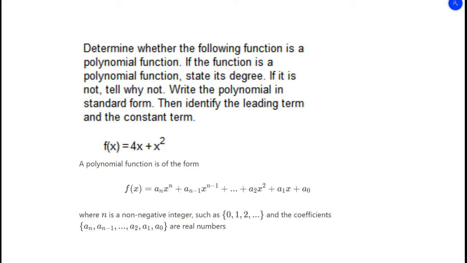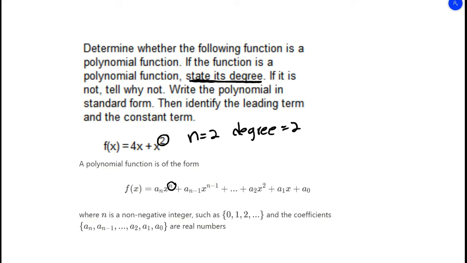Now we want to state the degree. The degree of that polynomial function is this highest power on the variable. So for our example, n will be 2 because that is that highest power on x. So n is 2, the degree is 2.